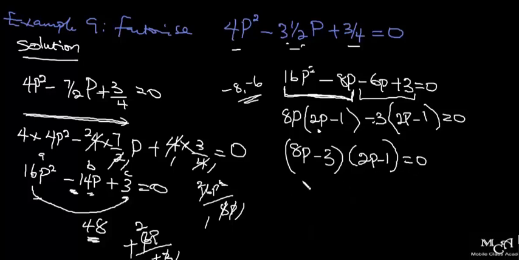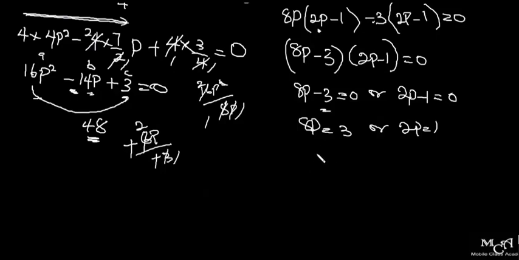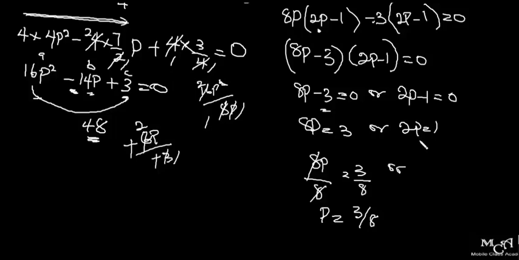Everything equals 0. So from here now, I have my 8p minus 3 equals 0, or 2p minus 1 equals 0. I'm going to transfer this negative 3 to the other side. So I have my 8p equals plus 3, or 2p equals 1. You know, when negative crosses the equal sign. I want the p to stand alone, therefore I'm going to divide it by 8. So I have my 8p divided by 8 equals 3 divided by 8. So 8 cancels 8. My p equals 3 over 8.